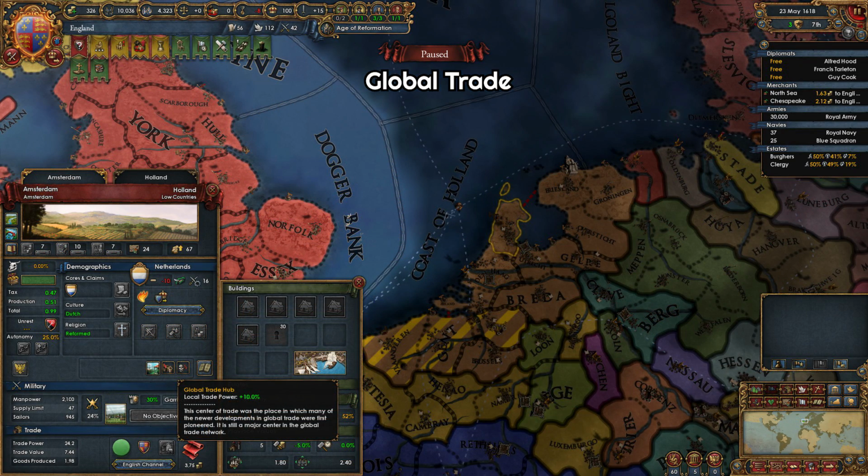After embracing this institution, you get an extra merchant, and the province that spawns global trade also gets a 10% local trade power modifier.